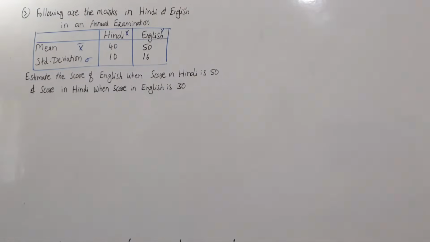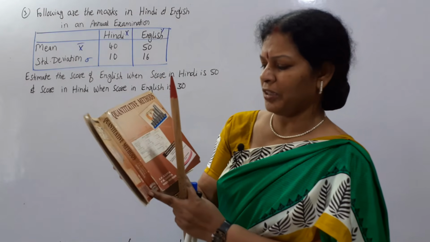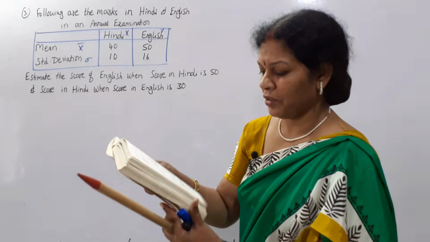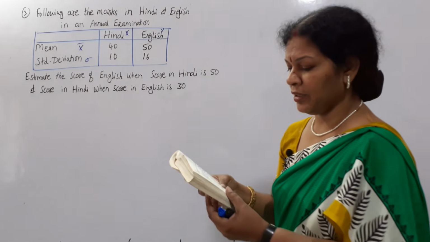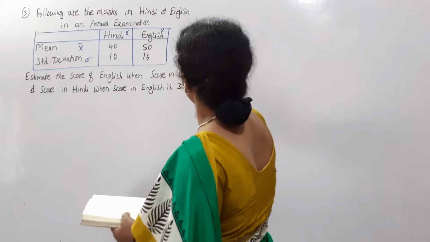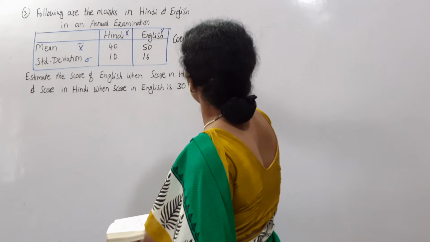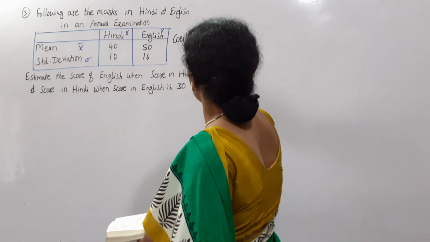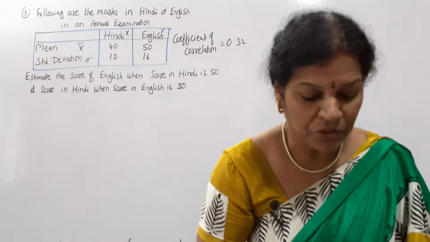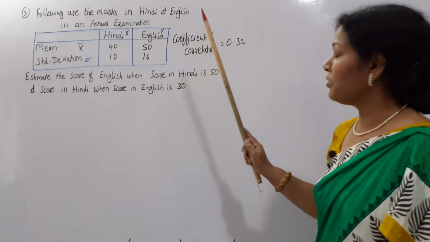But if you see the given data, there is one more item missing. I am following Quantitative Methods by S.V. Gupta and P.K. Gupta, Sultan Chand Publications. One more item I forgot to write: the coefficient of correlation, plus 0.32. This value is also given, 0.32. So what is given to us in total? X bar, standard deviation, coefficient of correlation.